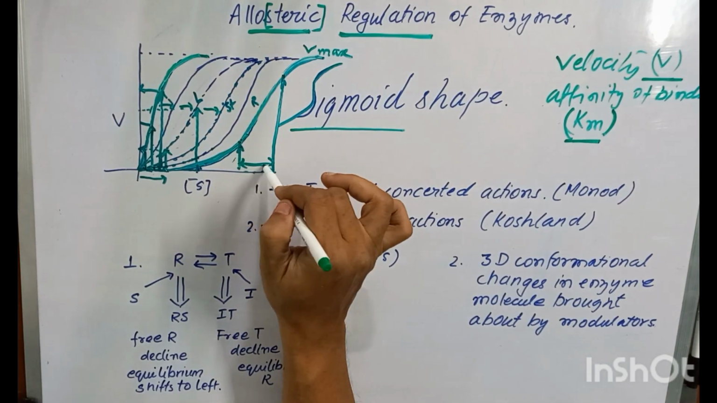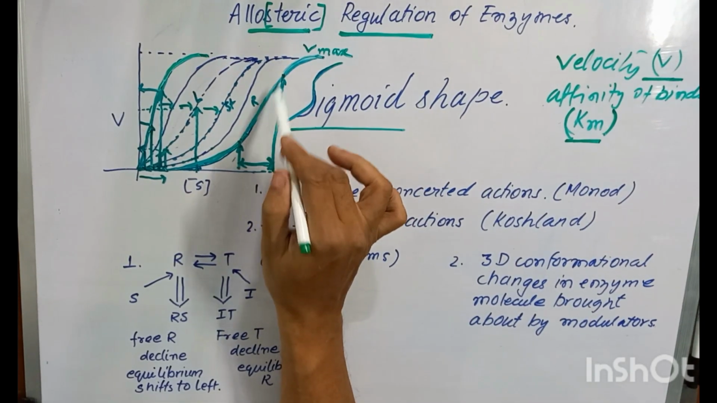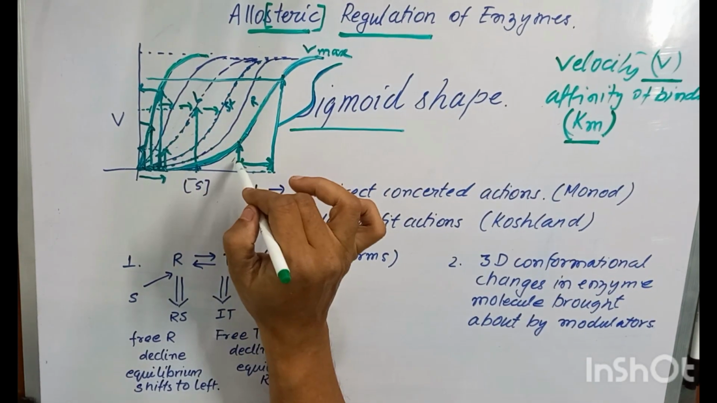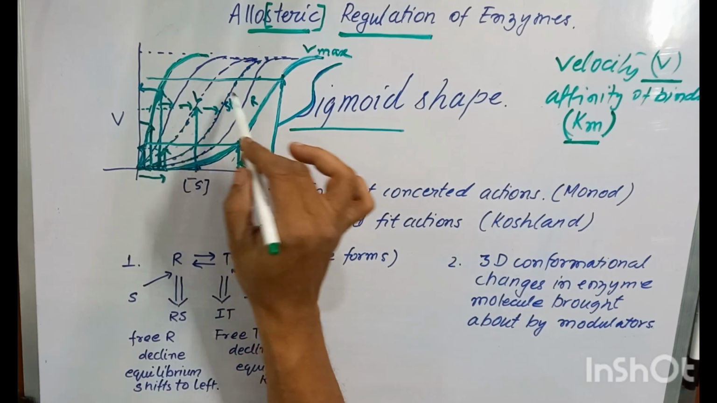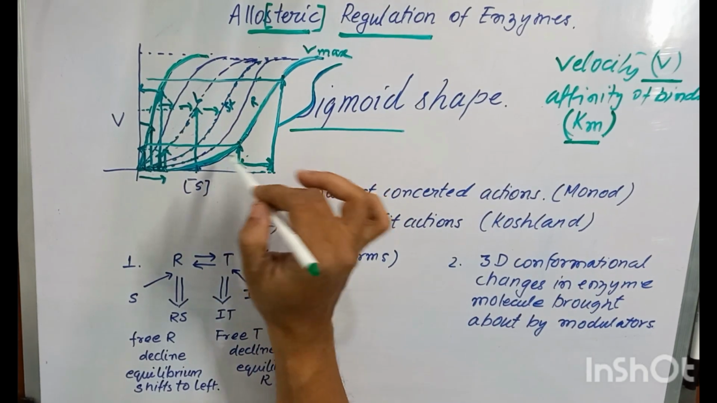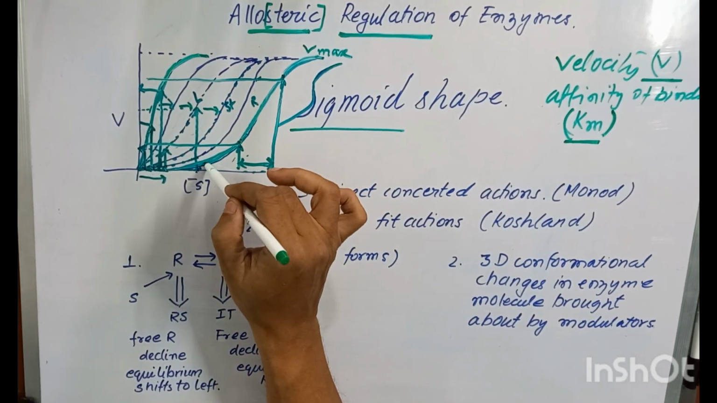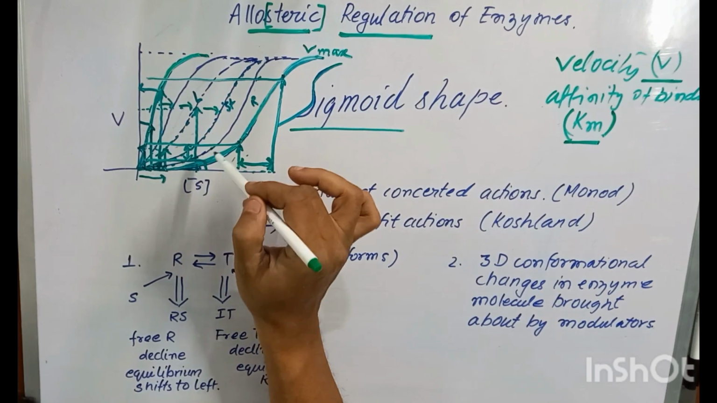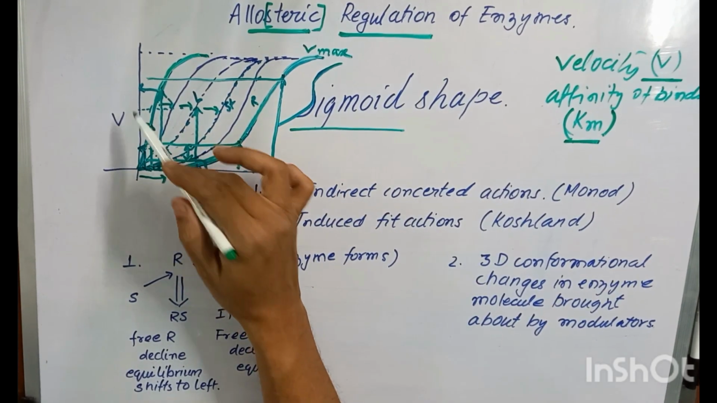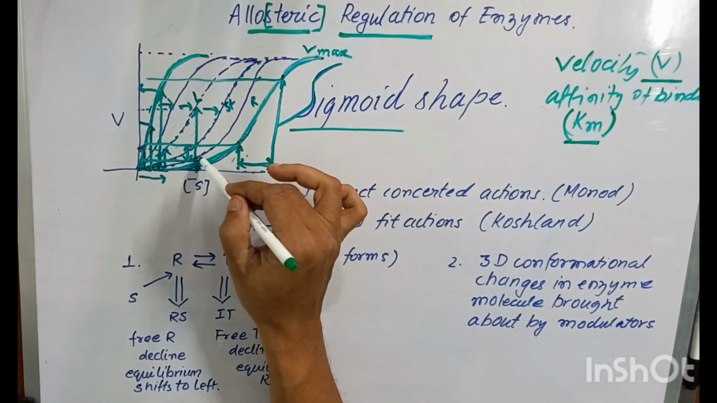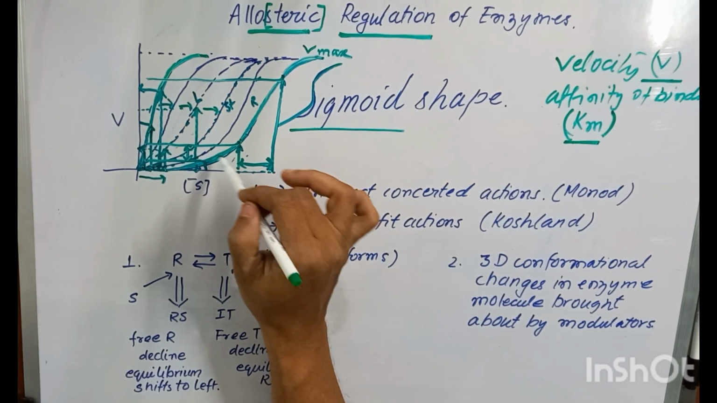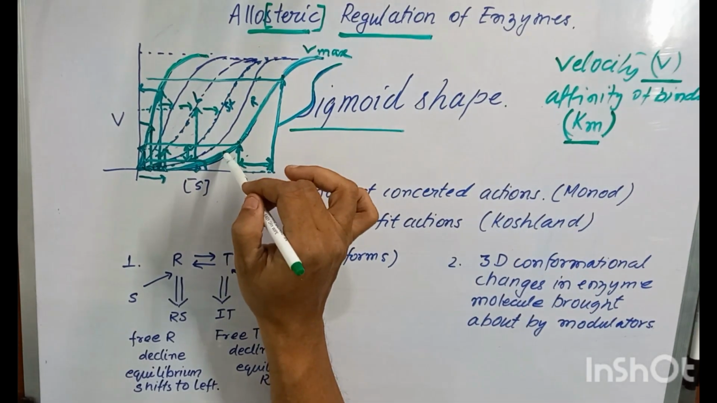The substrate has influenced the enzyme to increase its velocity at a much higher pace, because this little substrate concentration has produced this huge change of velocity. But in this portion there is a very little change of velocity. See, from here to here, in the y-axis you have plotted velocity, and the substrate concentration has changed a little. In spite of this amount of substrate concentration rise, the velocity changes so little.